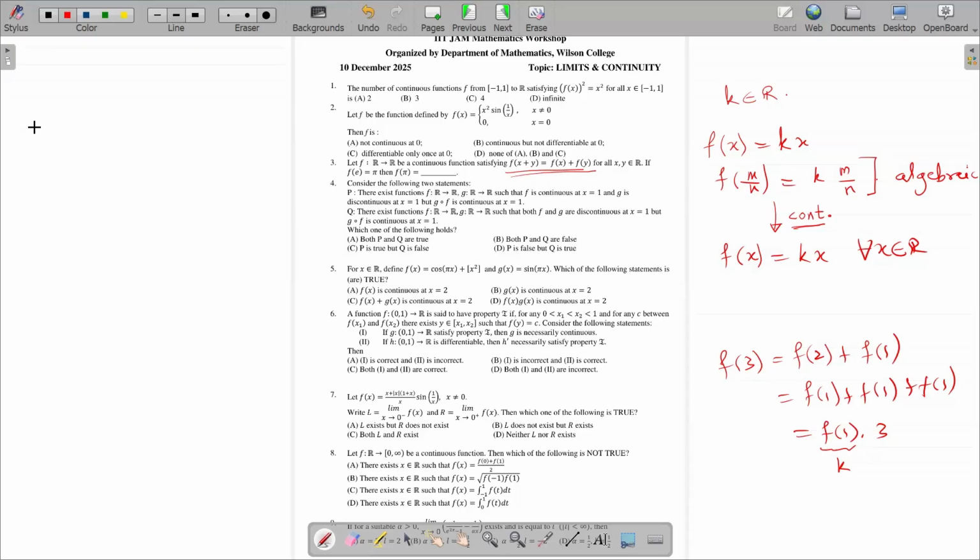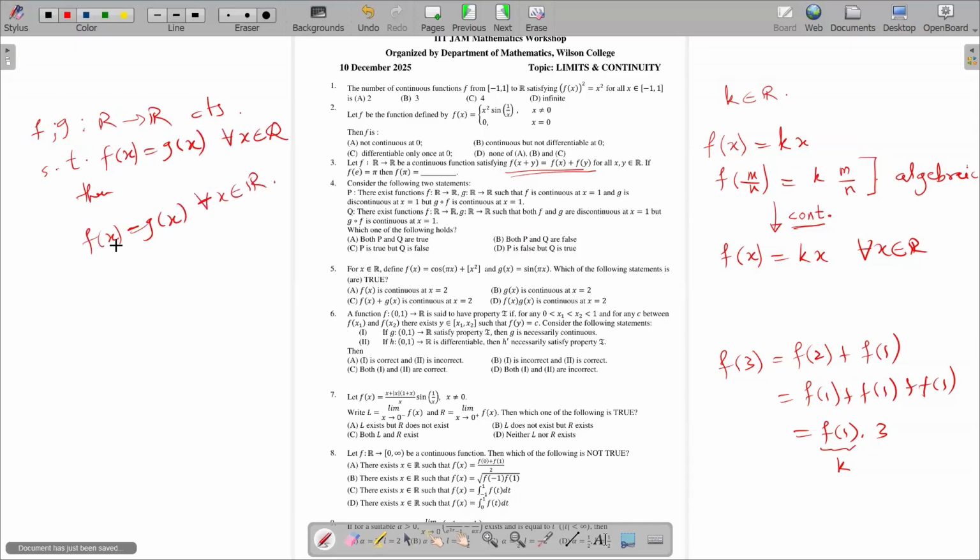So I'll just state a result if you do not know it. If I have two functions, say f and g, from R to R, continuous, such that fx is equal to gx for all x in Q, then fx is equal to gx for all x in R. That is because Q is dense in R. Correct. Q is dense, and hence it happens. It is true in general for any dense subset.